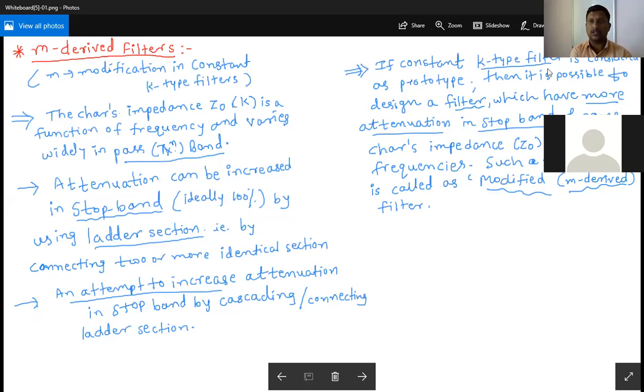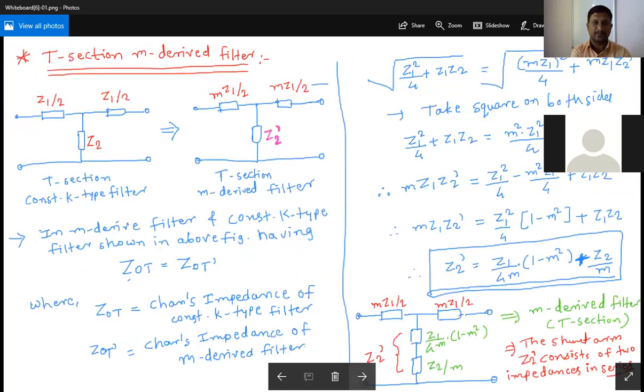If a constant K type filter is considered as a prototype and then it is designed, it is possible to design a filter which has more attenuation in the stop band, that is, 100% we are trying to make, and say we are keeping the characteristic impedance the same or equal at all frequencies. If you do this, then that filter is converted into a modified or M-derived filter. That we are going to discuss in this chapter.